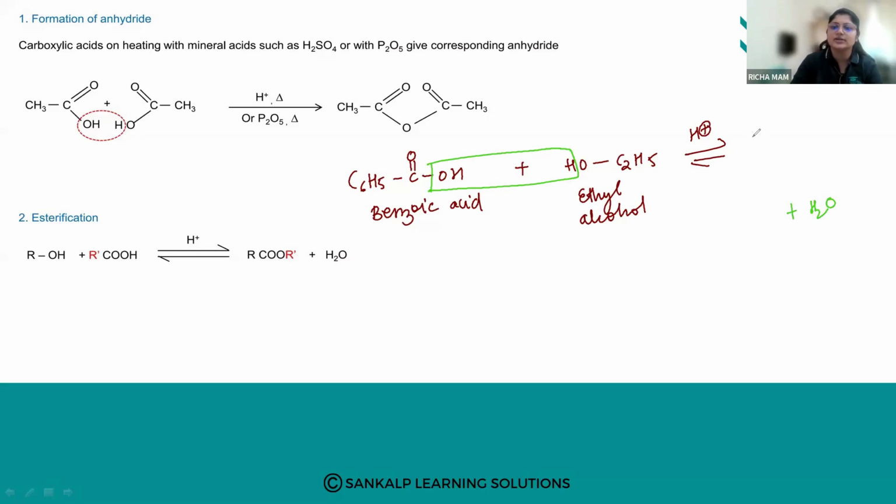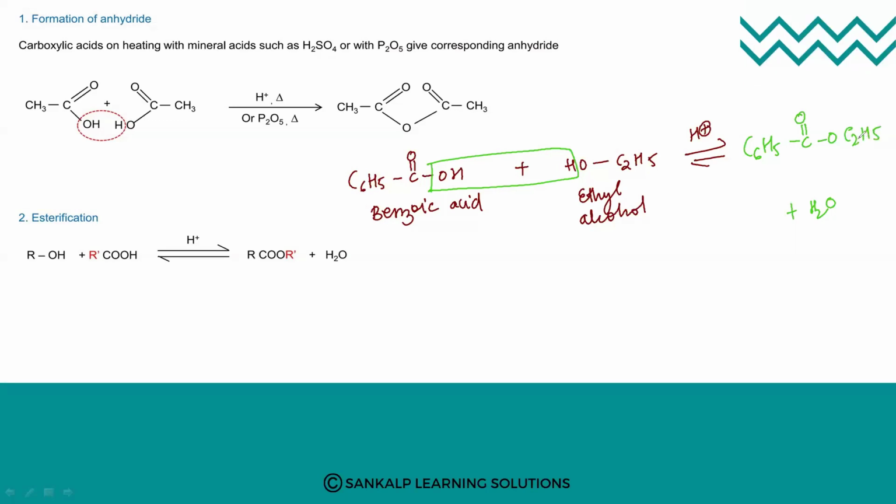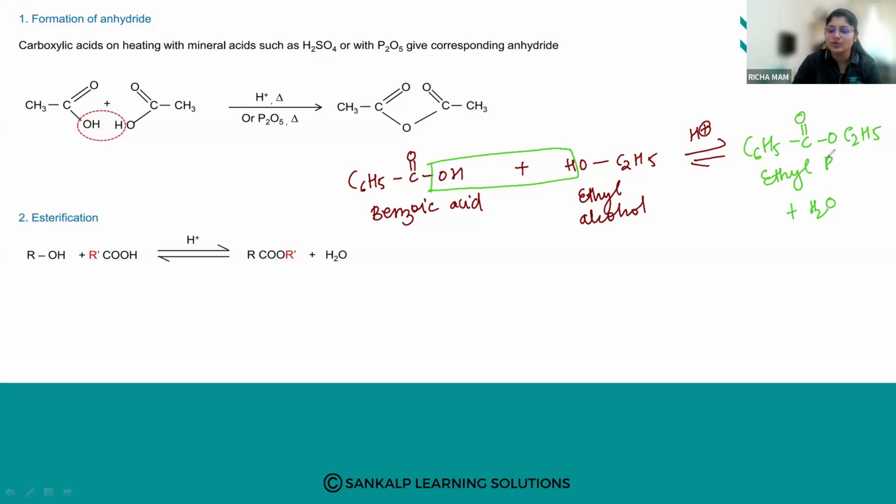Tell me now, what will be the product? It will be C6H5 C double bond O O C2H5. What is the name? Ethyl benzoate. Ethyl benzoate. I hope you have got it.